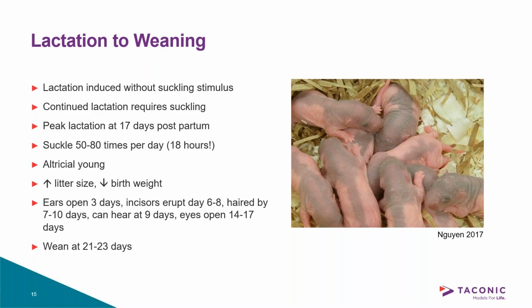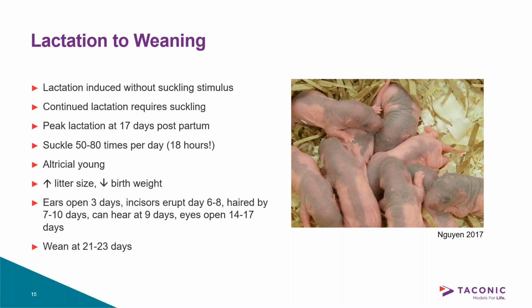And they are born, this is what we call altricial young, so they're born with their eyes closed and hairless and pretty helpless. So this is in contrast to guinea pigs, which deliver their young precocious. So they come out with hair and eyes open. As we increase litter size, birth weight of the individual pups will decrease. There's only so much room in the uterus, so that's what happens as we have more pups.